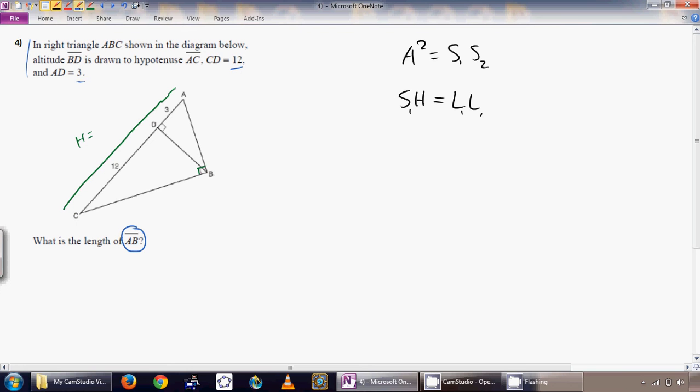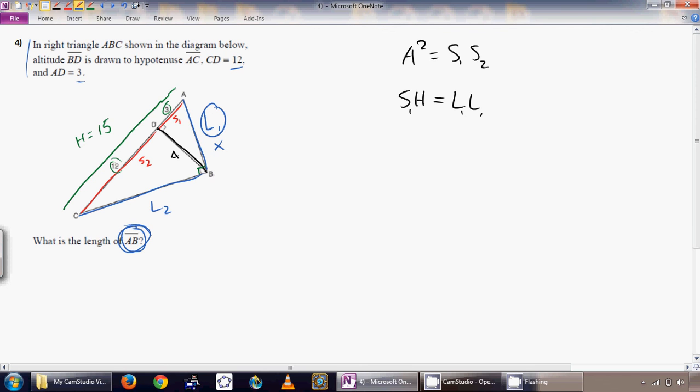I'm going to do it using another method, I think. My hypotenuse is going to be this 12 plus that 3, which is 15. And these are my legs. I'll call that leg 1, and I'll call this leg 2. Then this must be segment 1, and this must be segment 2, with this being my altitude. They want to know what's the length of AB. What's the length of leg 1? So I'll call that X.